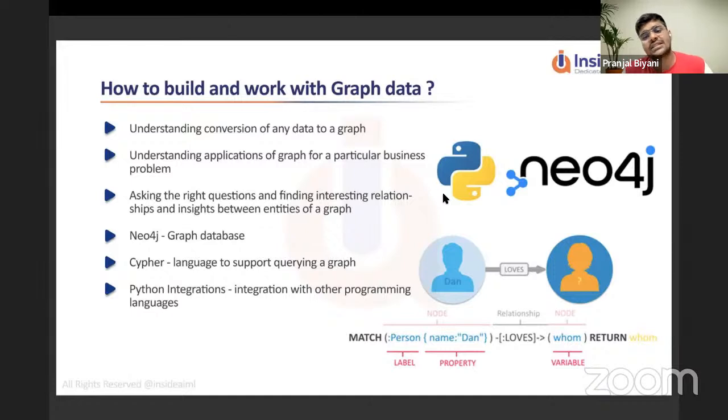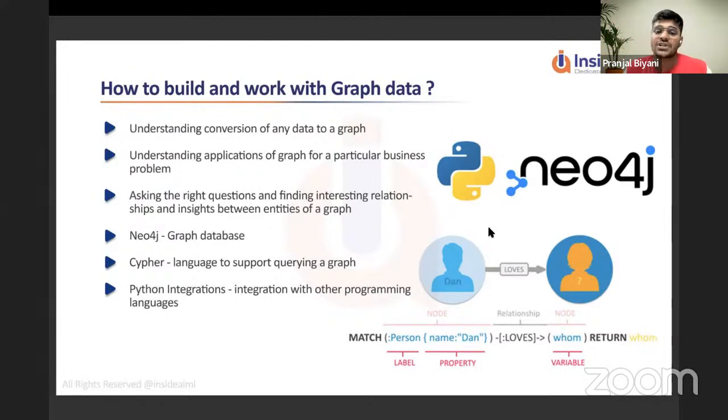And Neo4j is the database using which you can query graph data. You can convert any data set into graph data in a Neo4j database. Neo4j is the database provider, and Cypher is the query language that is supported for querying a graph. You can query the graph database and do all your analytics, visualization, and all the other things, right?